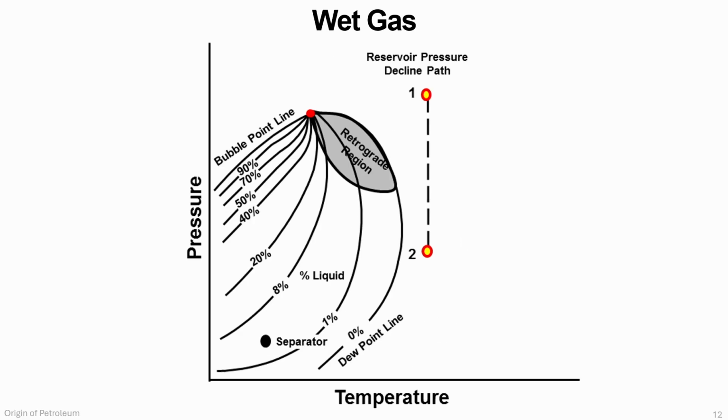A wet gas reservoir has a temperature above the cricondentherm, so the reservoir fluid remains in the gas phase during depletion. No liquid forms inside the reservoir itself. However, when the gas reaches the surface separator, some liquid condenses out. That is why it is called wet gas. The gas is dry in the reservoir, but liquid appears at the surface.